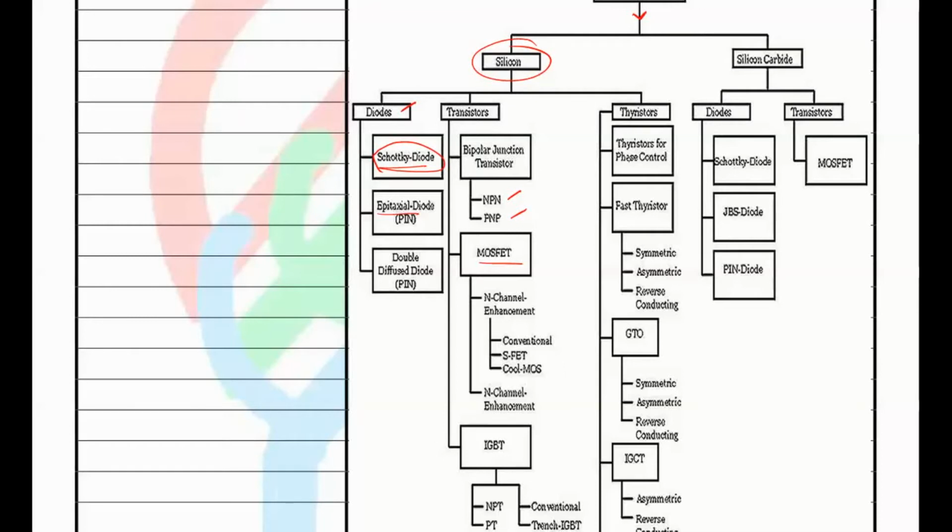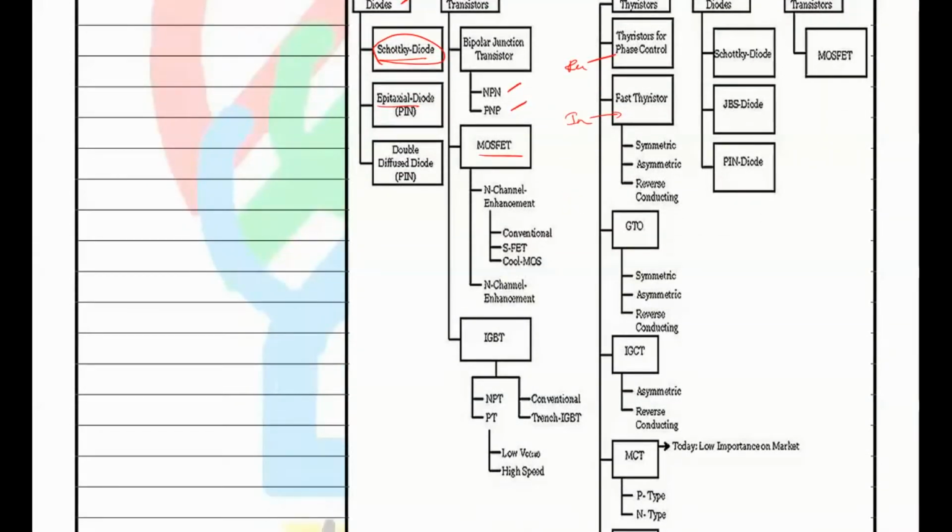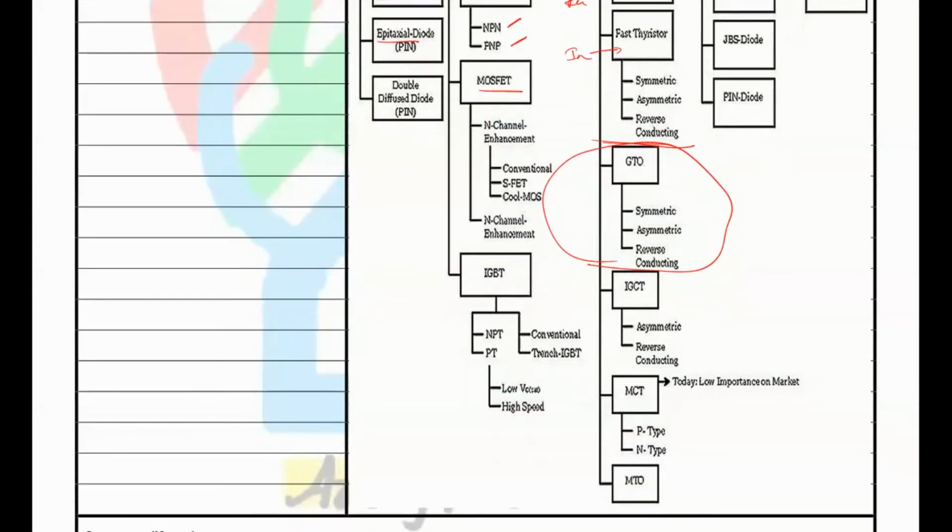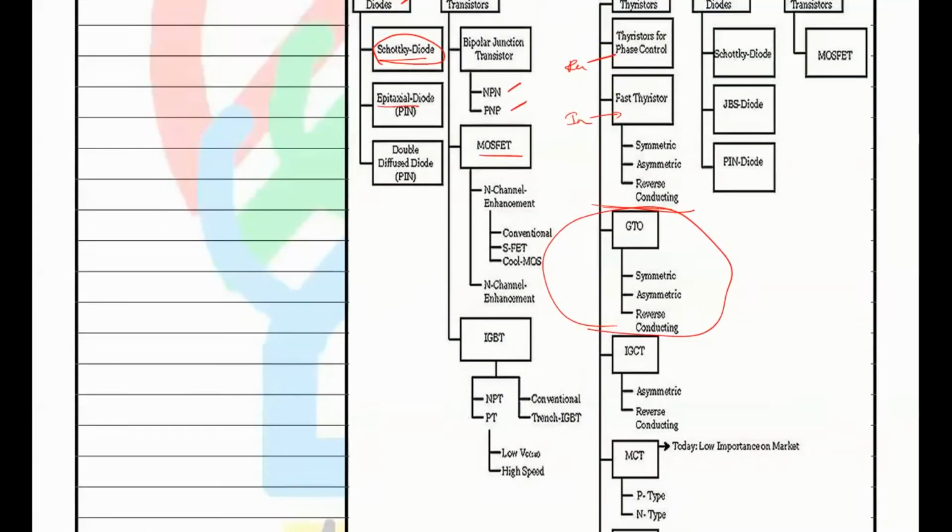In thyristors we have the thyristor for phase control, that means rectifiers. Fast thyristors we can use for inverters, symmetric and asymmetric and reverse conducting, we will see it. And GTOs, that is gate turn off thyristors, are categorized into symmetrical, asymmetric and reverse conducting, and IGCT and MCT. Most probably we'll go up to SCR and GTO. The remaining things are similar in operation but differ in construction.